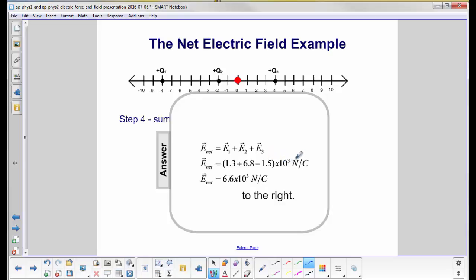Now we pulled 10 to the third out here just to make the math a little clearer. You do the work and you find a net electric field and you get a positive value, 6.6 times 10 to the 3 newtons per coulomb. You have to specify a direction, and that's what you have here. It's to the right.